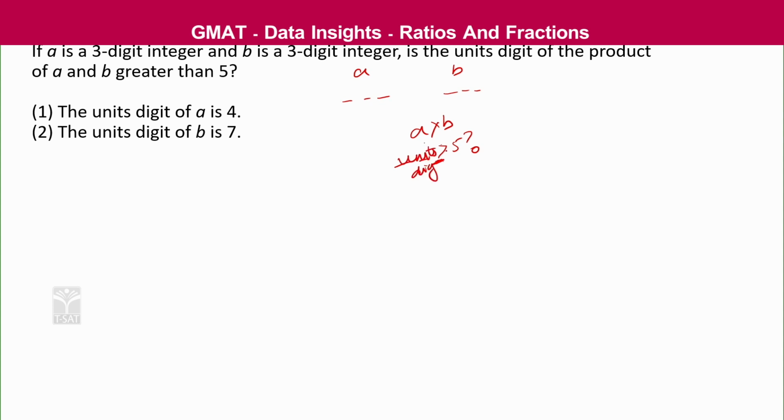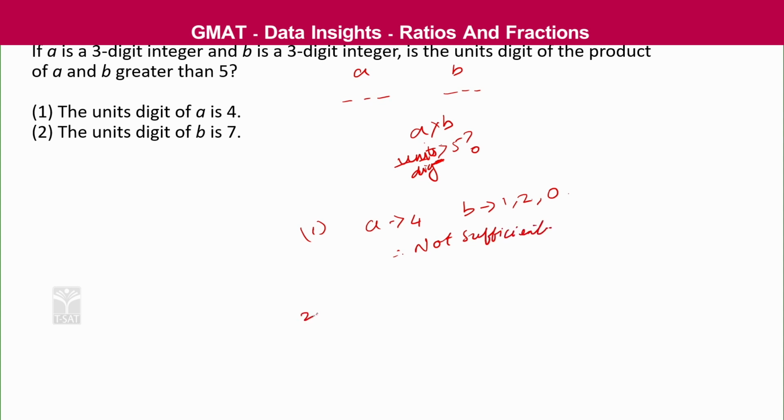Statement 1 is telling us the units digit of A is 4. If the units digit of A is 4, the units digit of B can be anything: 0, 1, 2. If it is 0, the units digit becomes 0, which is less than 5, and if it is 1, the units digit will become 4, which is again less than 5. But if it is 2, then it will become 8 and the units digit will be greater than 5. So, therefore, it is not conclusive. So, this information is not sufficient to answer the question.